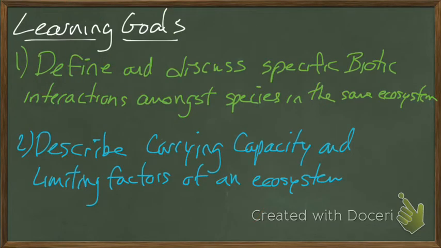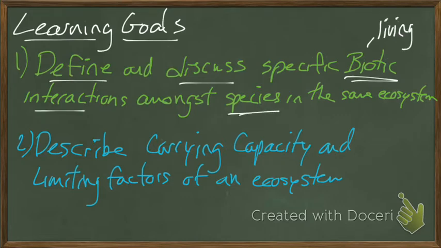Learning goals for this video: define and discuss specific biotic, remember this means living, interactions amongst species in the same ecosystem. So we talked about different factors, living and non-living, which we call biotic and abiotic. And species in an ecosystem, remember the organization of life, we had organisms to populations to communities.